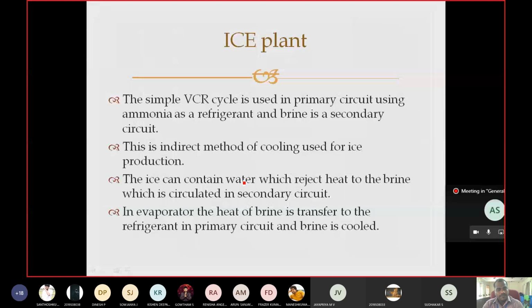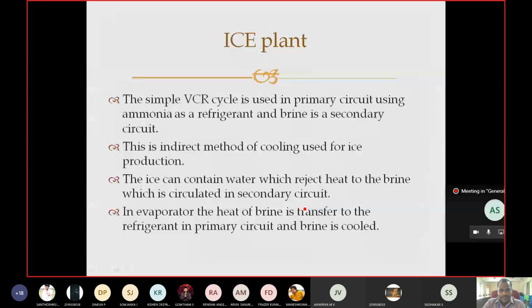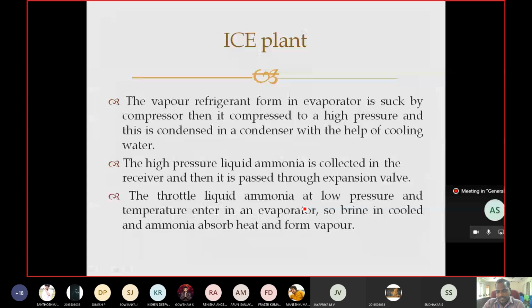Right. So in the evaporator, the heat of the brine is transferred to the refrigerant in the primary circuit, and the brine is cooled. After the expansion, we have a subcooled liquid. This cooling is transferred from the evaporator to the secondary brine circuit. Then this cooling can be used to form ice. As we discussed, the brine gets cooled. Then the vapor refrigerant formed in the evaporator is sucked by the compressor. Then it's compressed to high pressure.